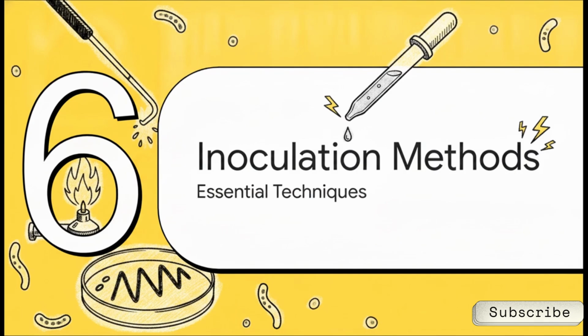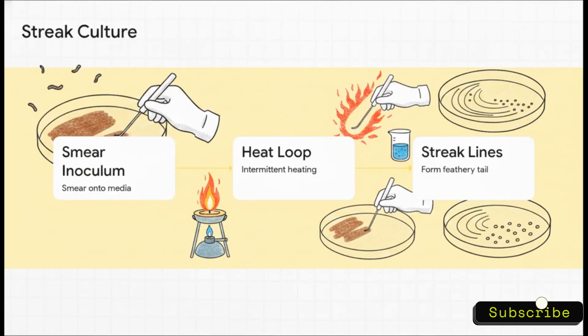Finally, Section 6, Key Inoculation Methods. Let's wrap this up with some lightning-fast pointers on inoculation. You are definitely going to face these in your practical exams and OSCEs. The absolute most common method is the streak culture. The prerequisite for identifying any pathogen is getting isolated individual colonies.